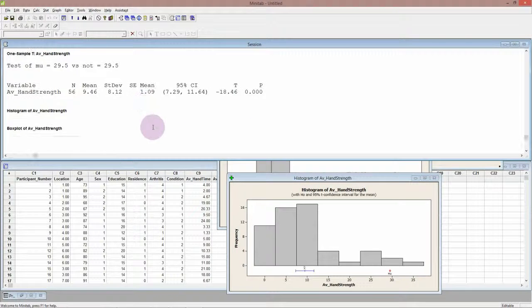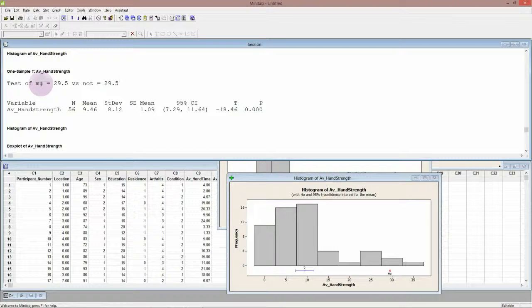Let's have a look at the actual test. So mu is that character that we write out for the Greek character mu for the true population mean that we're testing. So we're testing to see if mu is equal to 29.5 versus it's not equal to 29.5. So this is our null hypothesis here, and this is our alternative. Our variable is average hand strength. We have N equals 56 in the sample. Our mean is 9.46, standard deviation, standard error of the mean, 95% confidence interval. So that's everything that we could see on the graphs.